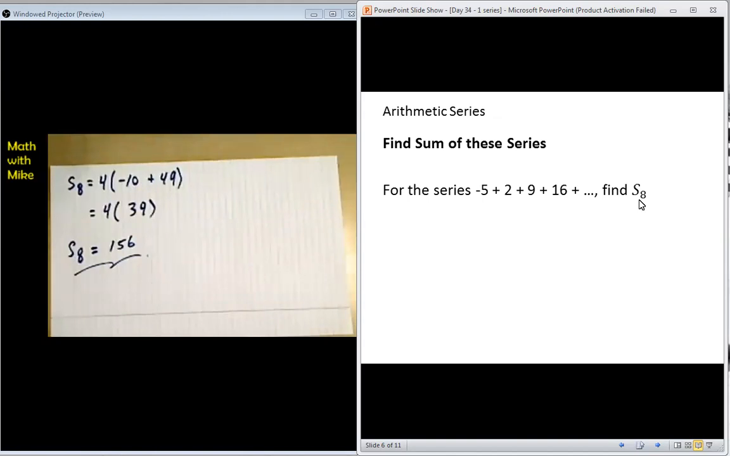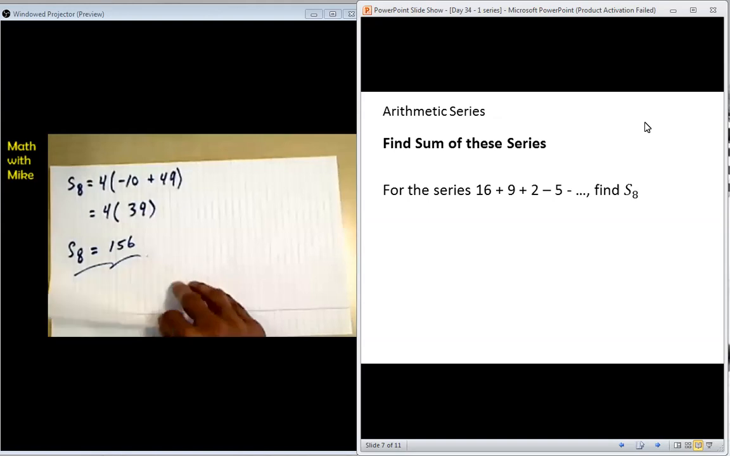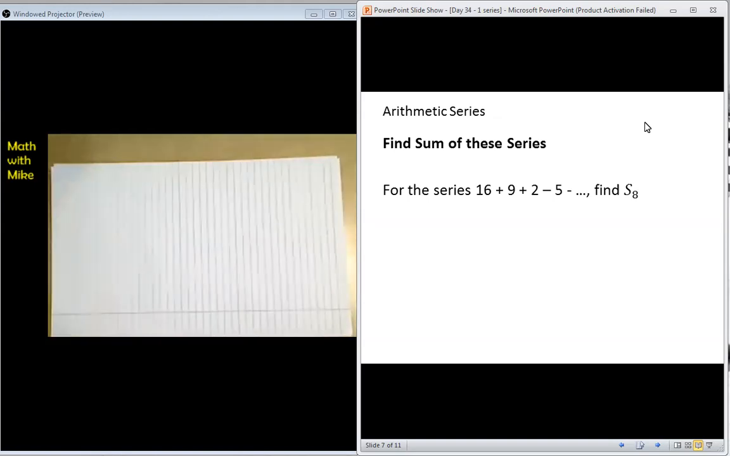Any questions about that one? No? Okay. See what we got next. All right. Numbers look the same, but different order. What's going to happen here?